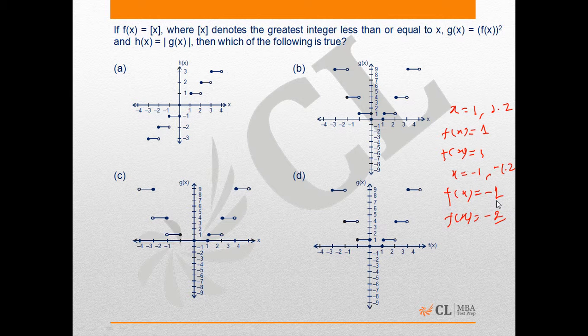And further it is given that g of x is f of x square and h of x is mod of g of x. Here, even if mod would not have been there, h of x would have remained a non-negative quantity, as g of x is square of some quantity. And finally we have to check which of the following is true.